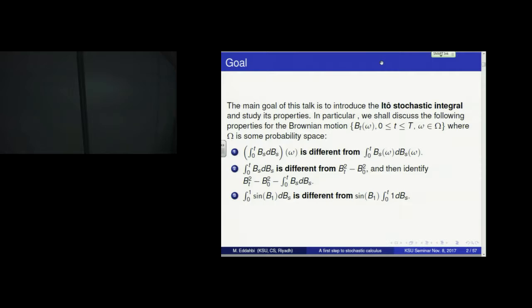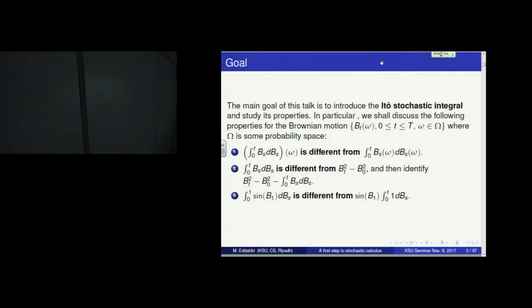So the first thing is to understand the difference between these. What does this integral here mean? This means that I fix the parameter omega and I integrate path by path. For each fixed omega, I make the integration. Is it possible to do this? We will see.